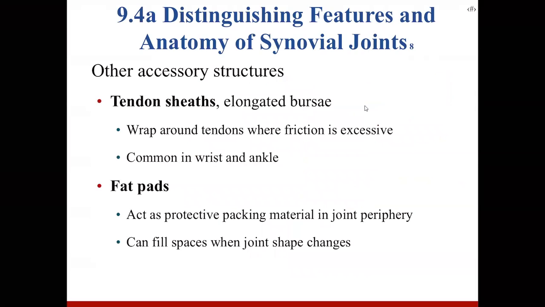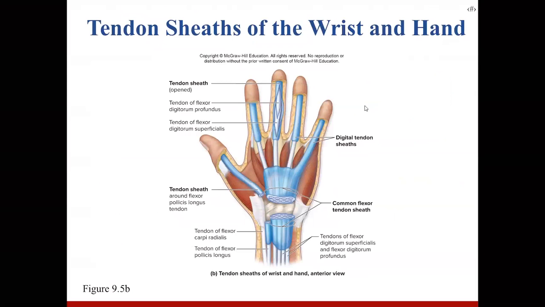Okay, now some joints have even more, I call them accessory structures, so extra things. So they have tendon sheaths, which are elongated bursa. So it's bursa that totally wrap around. So like if this is your hand, a tendon sheath, that's what these blue things are. Okay, and they wrap around the tendons, and it's going to help prevent friction. So you have them in your fingers and your wrists.